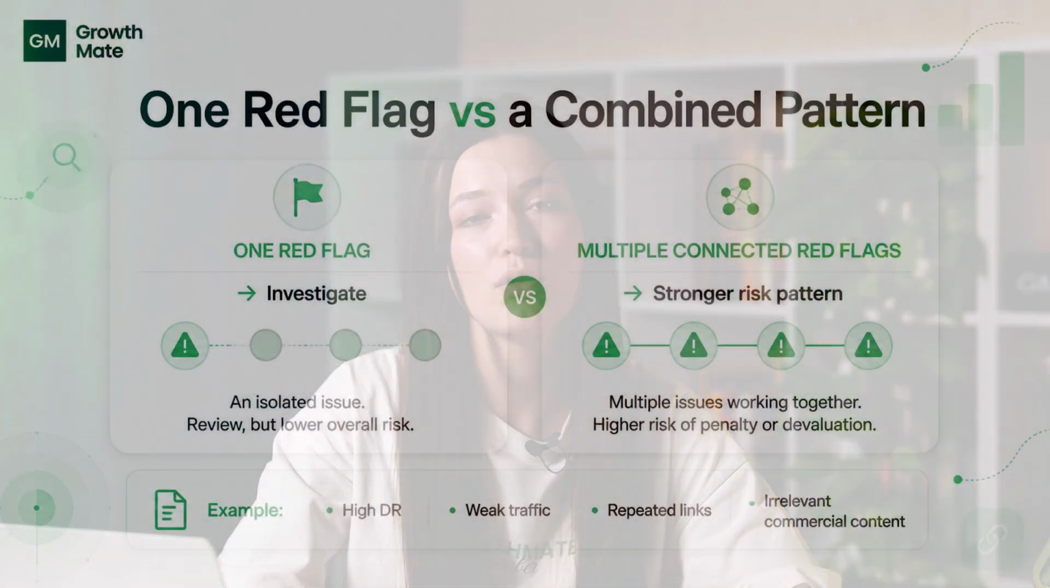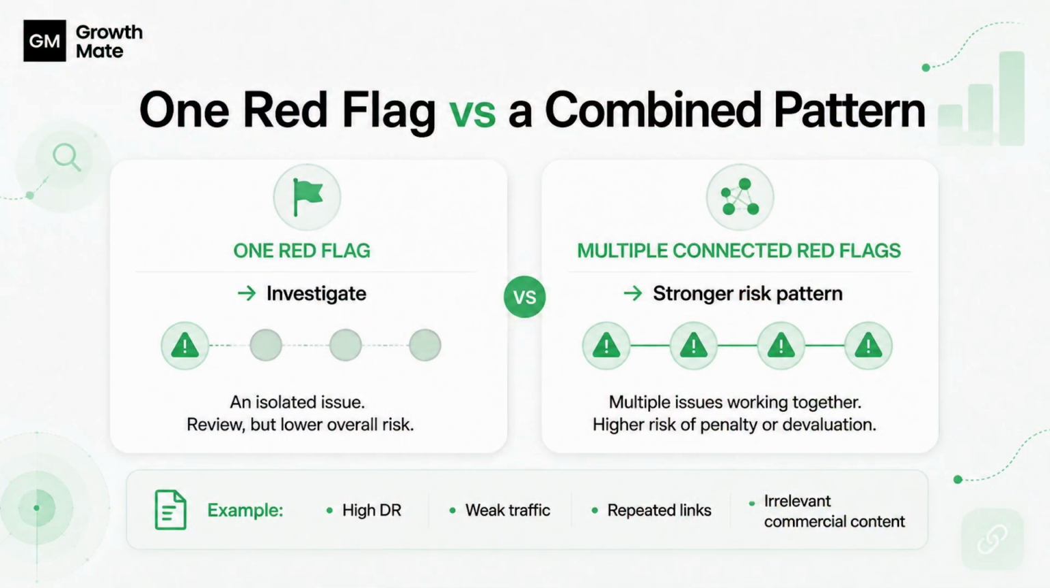One red flag is almost never a final verdict. A moderate traffic decline, one irrelevant keyword, a high number of linked domains in a directory may all have reasonable explanations. The decision changes when several signals appear together. For example, high DR, almost no traffic, thousands of repeated backlinks, commercial links to unrelated niches, and a blog full of templated articles. Each signal can be explained in isolation. Together, they form a clear pattern.